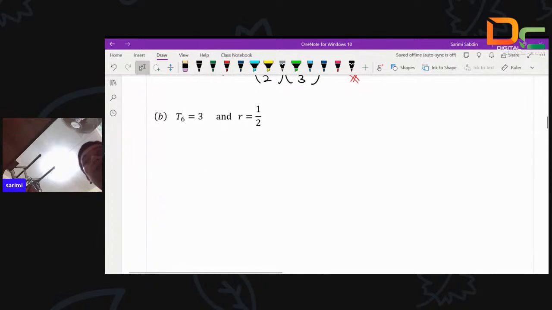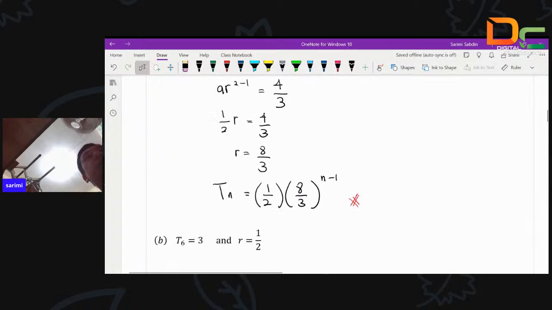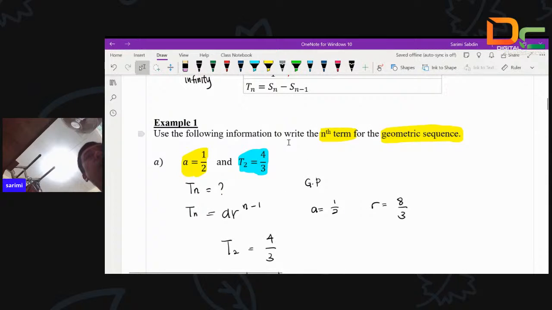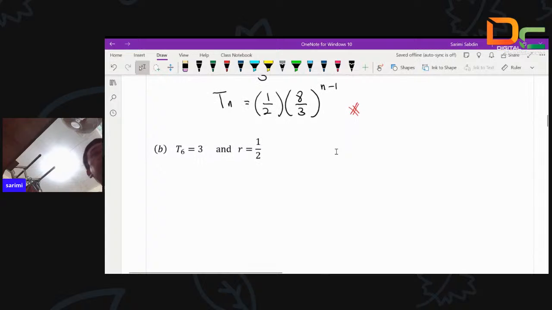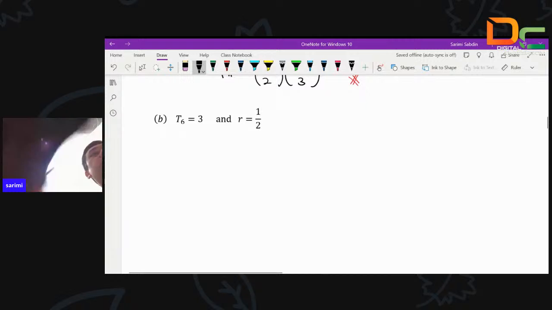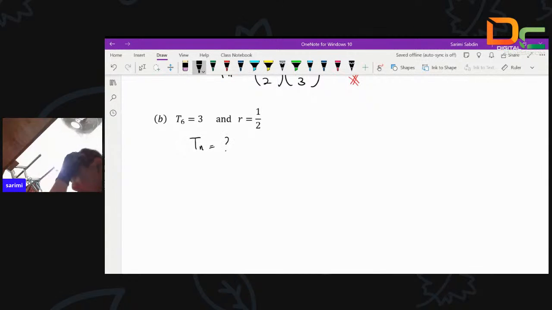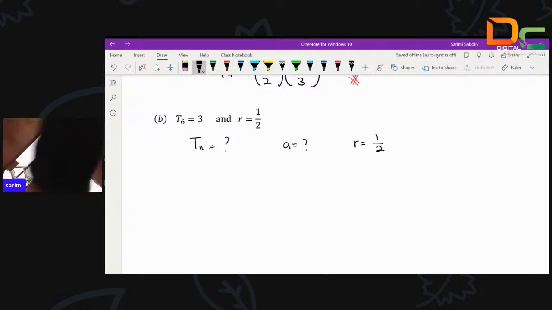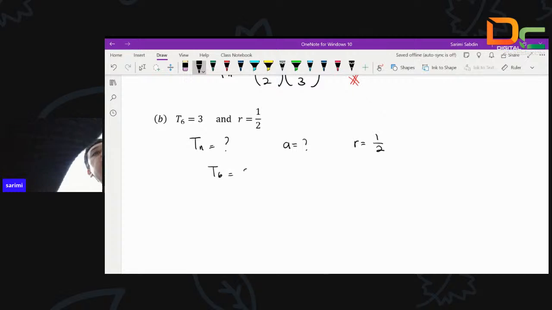Okay, so the next question is still the same as the first question. Find Tn, given T6, the sixth term, and r. We still need to find Tn. So like the previous question, we need to find a and r. But for this question, r is already given, r is half, so we need to find a. To find a, we can use the sixth term information, which is that the sixth term is 3.